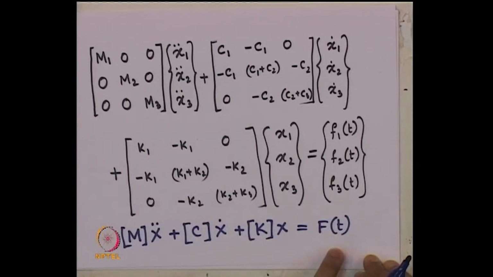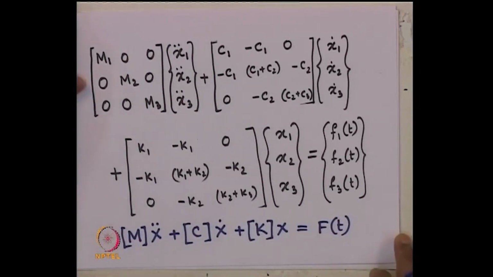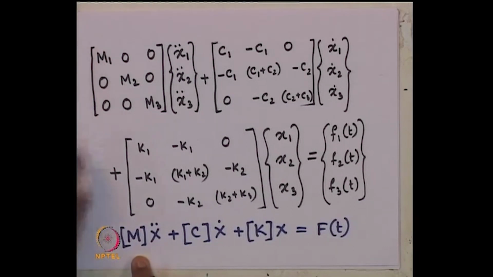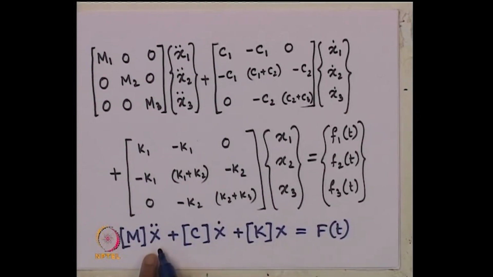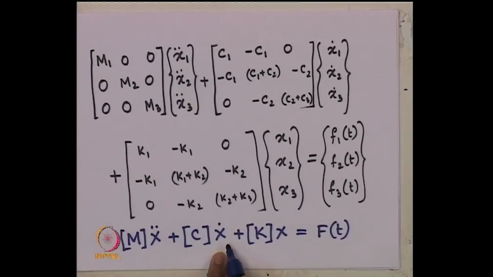Also, this right hand side earlier was a single force, single value force. In this case, it is a force vector for the number of degrees of freedom. So, suppose you have a 2 degree of freedom system, what should be the size of the mass matrix? 2 by 2. Size of this damper matrix 2 by 2. Size of this stiffness matrix 2 by 2 and size of this acceleration vector 2 by 1. Size of this velocity vector 2 by 1. Size of this displacement vector 2 by 1, size of this force vector 2 by 1.